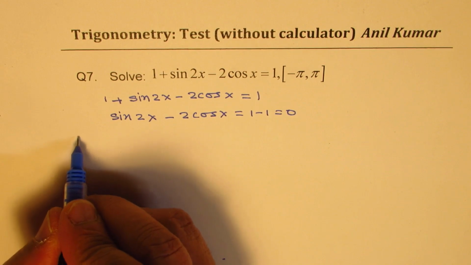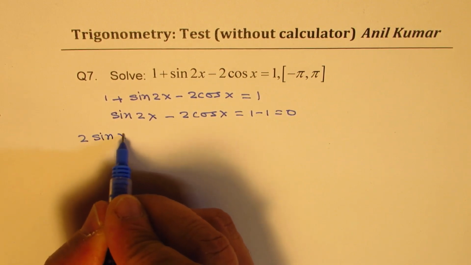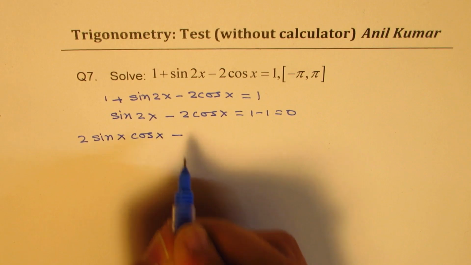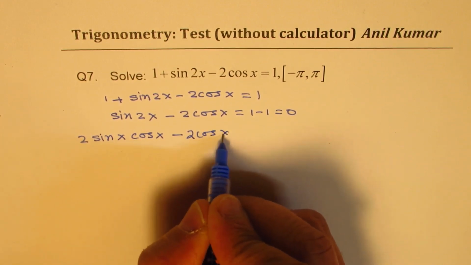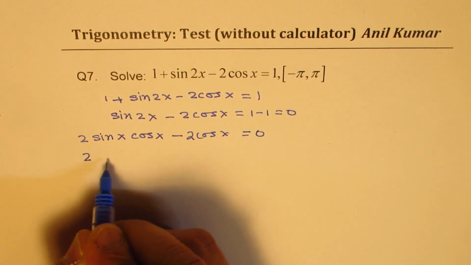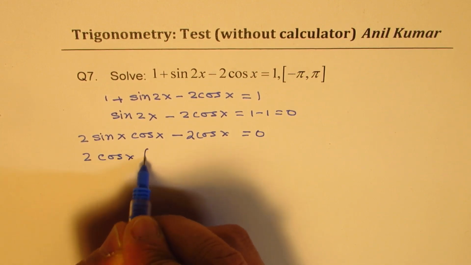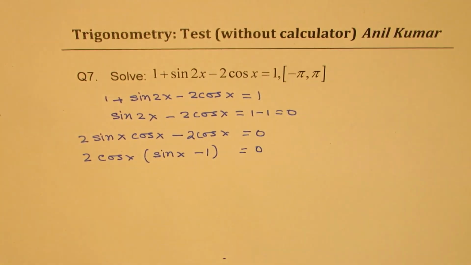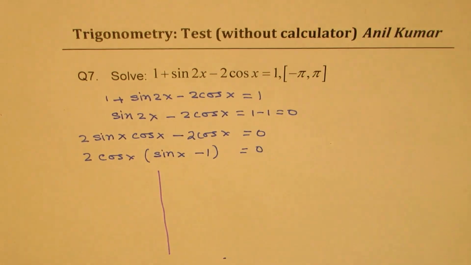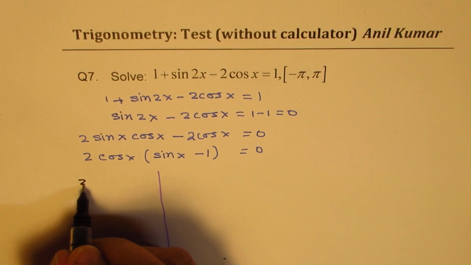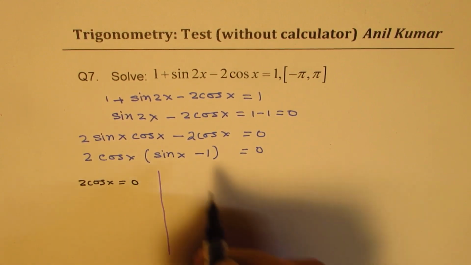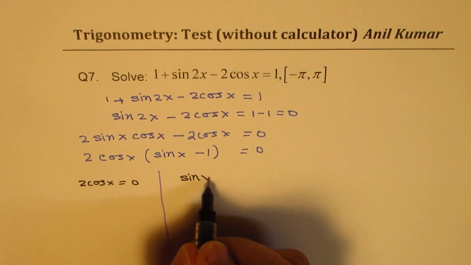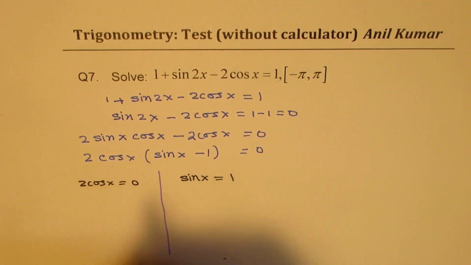Now sine 2x can be written as 2 sine x cos x. And we have 2 cos x here equals to 0. 2 cos x can be taken as common. So we get sine x minus 1 equals to 0. So that gives us two possible solutions. One is that 2 cos x equals to 0. And the other one is sine x equals to 1, then that will be 0.